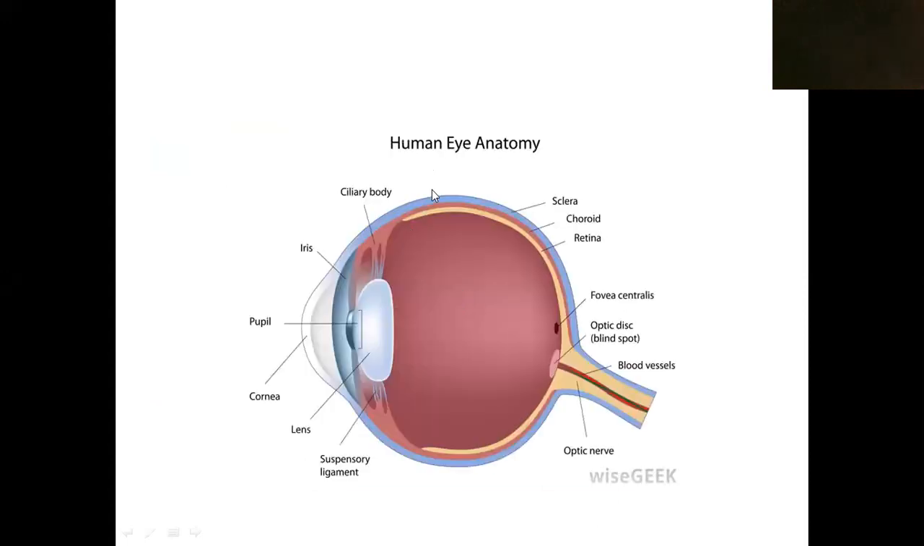In order to see the layers, we are taking the longitudinal section of this eyeball. See this outermost layer. The tip of the cursor is on that outermost layer. It is a fibrous layer. Then the middle layer is made up of blood vessels. See this part, it is the middle vascular layer. Then the innermost layer is made up of nerve fibers, the inner nervous layer.